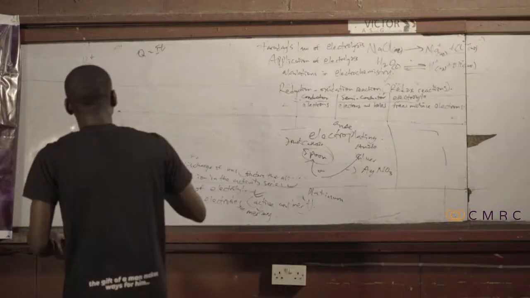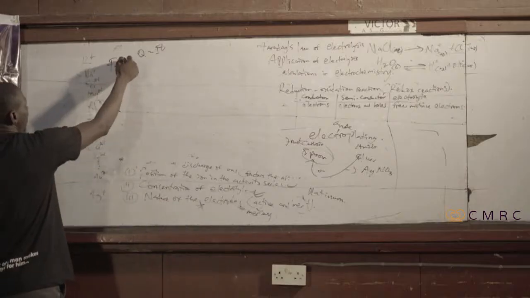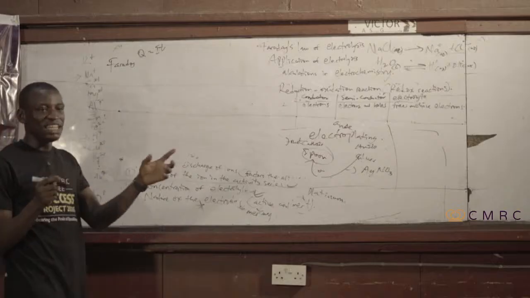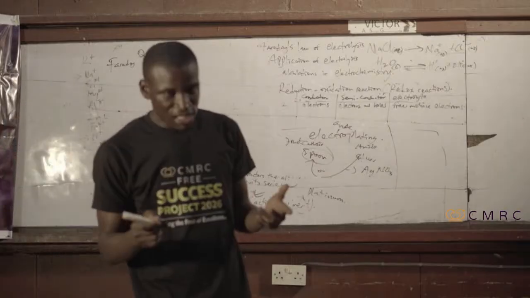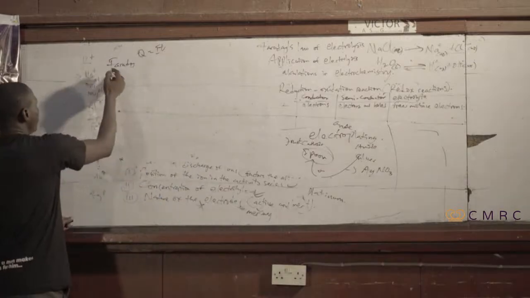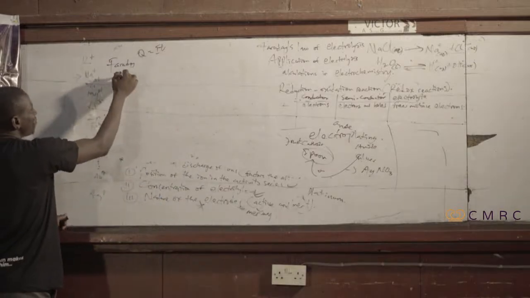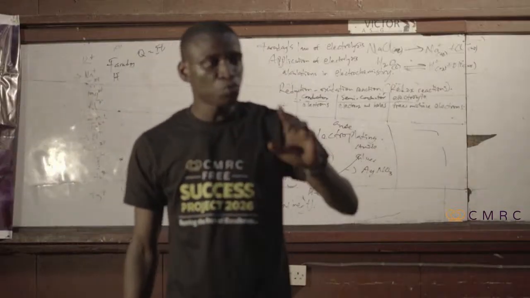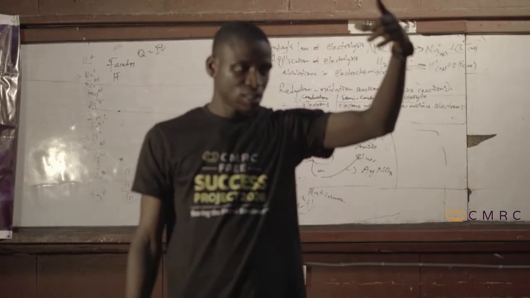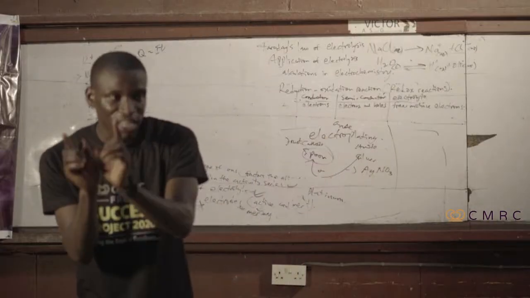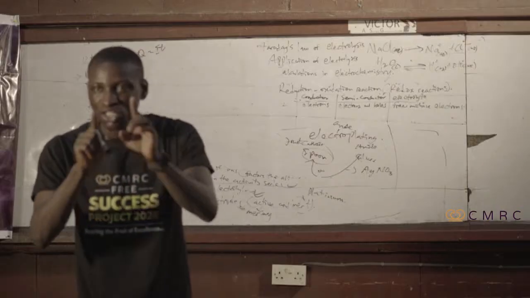Now there's what we call the Faraday of electricity. So what is a Faraday? Let me define it: 1 Faraday is 1 F, and 1 Faraday is a quantity of electricity that produces 1 mole of electrons. Is a quantity of electricity that produces what? 1 mole of electrons.